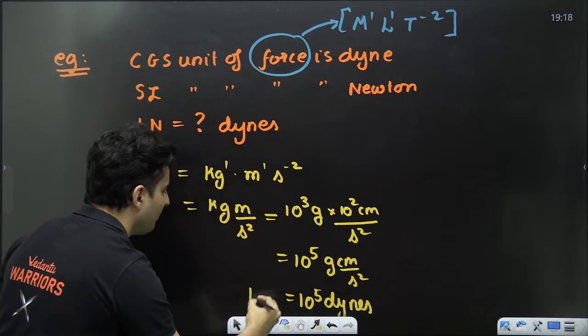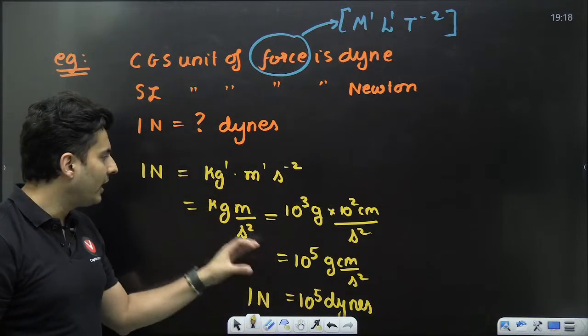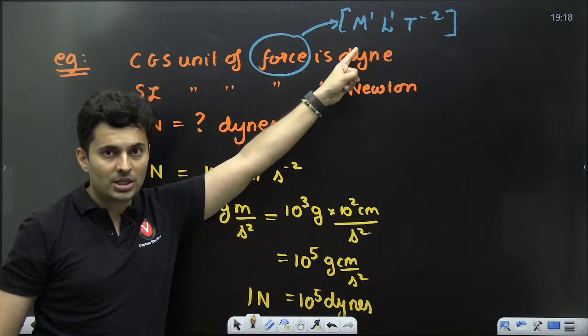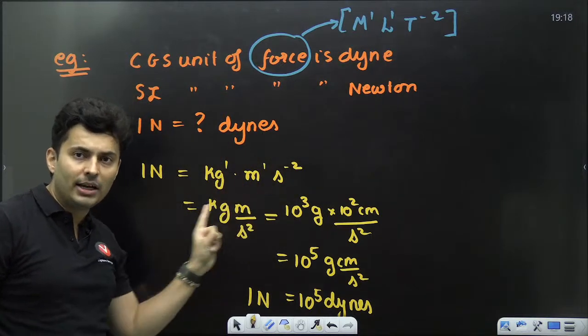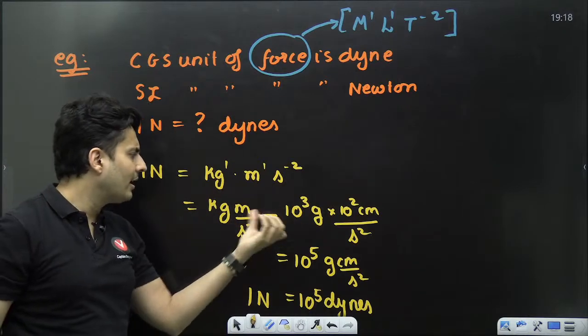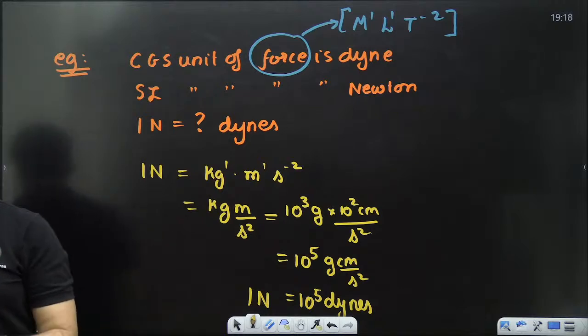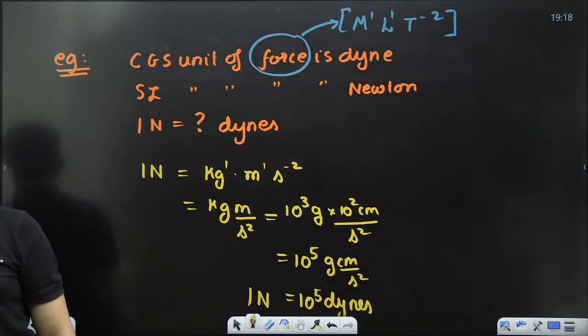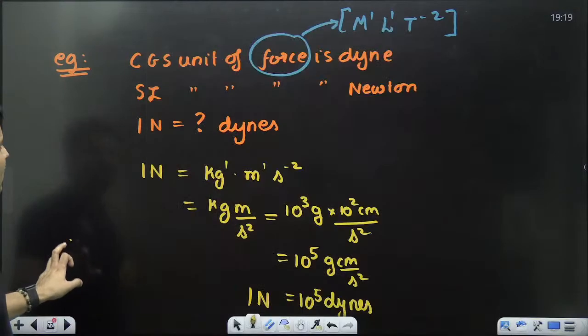Isn't this much better? 1 Newton is 10 to the power 5 dynes. We got it by first writing the dimension, then writing the entire formula in fundamental units, and finally converting each fundamental unit to get the answer. This is much easier. Do you guys agree with this? Very good.